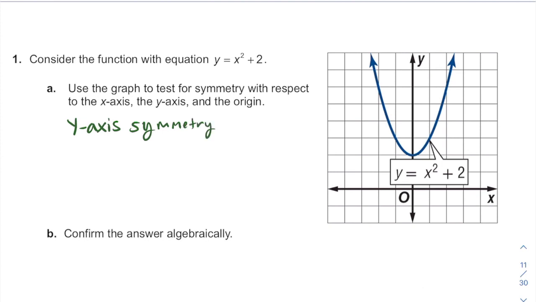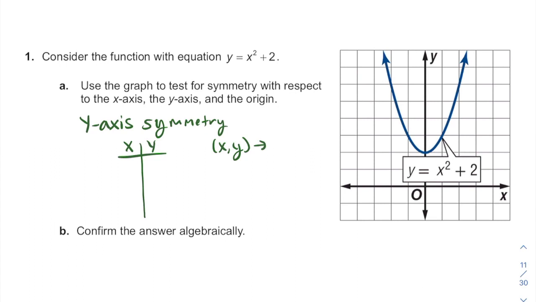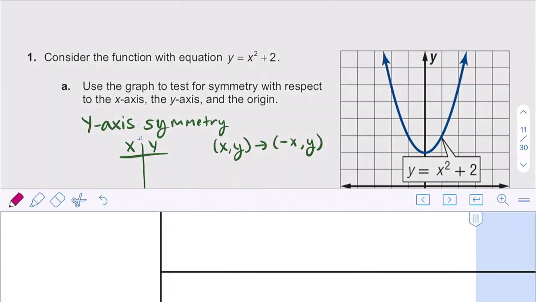But here's what we're going to do. We are going to make a little t-chart to pick maybe 2 or 3 points to confirm the point rule that we said, which is that if we had a point (x, y), it's the y-axis, so that would be (negative x, y) is also going to be on our graph. So I'm going to go to quadrant 1 and pick a couple of points here. Let's pick this point.